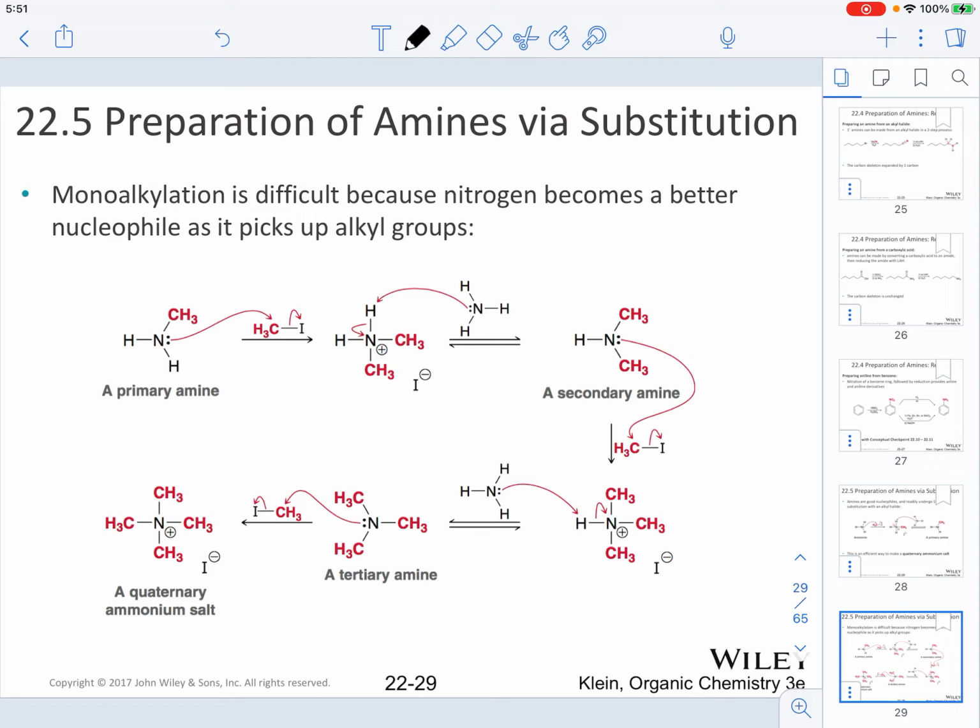One of the difficulties with the reaction that was shown in the previous slide is that monoalkylation is difficult because the nitrogen becomes a better nucleophile as it picks up alkyl groups. So as you can see, the product of the reaction that we illustrated in the previous slide, that primary amine, can continue to be alkylated all the way to make that quaternary ammonium salt, which means now that our nitrogen atom is surrounded by 4 alkyl groups.